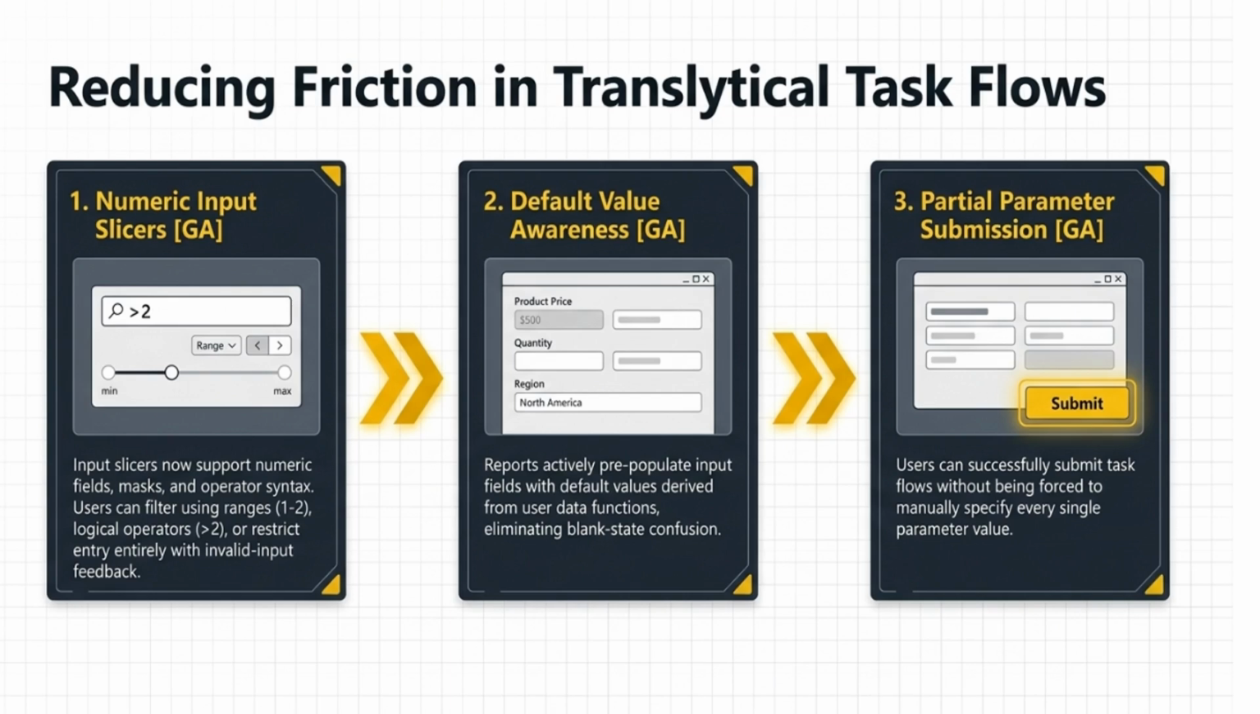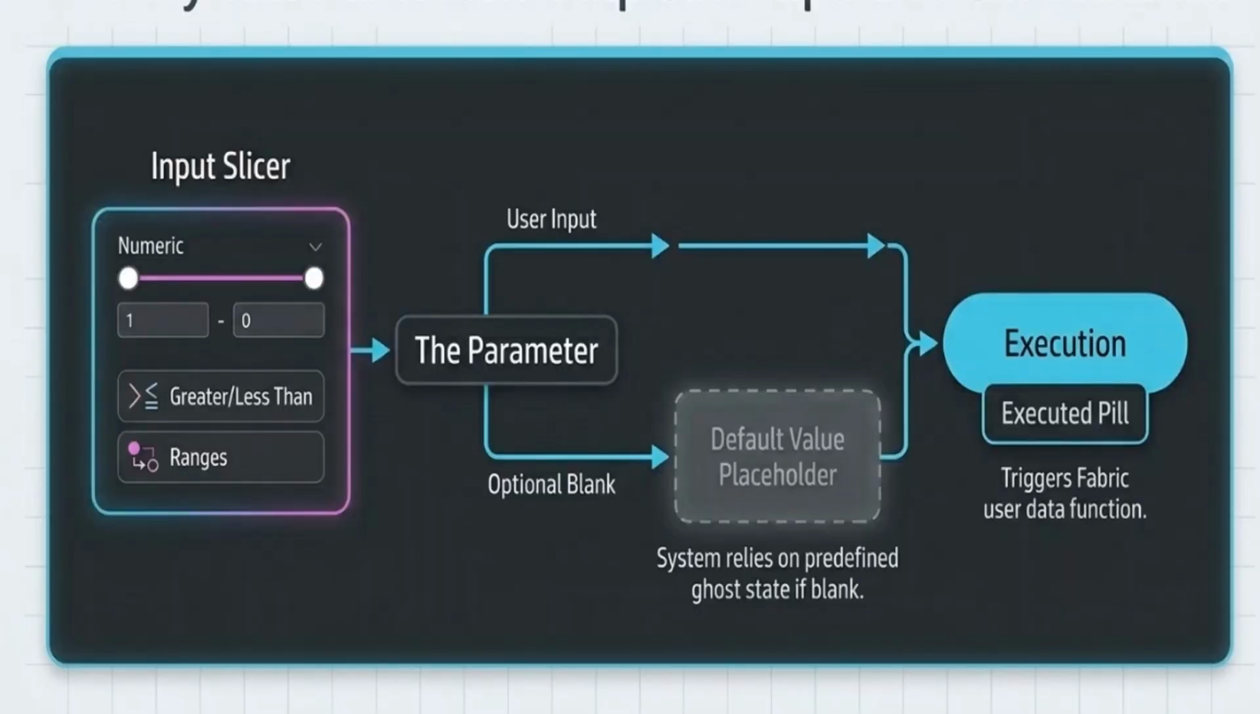Speaking of inputs, your slicers just got a massive upgrade too. Input slicers now support numeric fields. This means you can limit slicers strictly to numeric entry and use clear operator syntax like ranges, greater than, or less than expressions. And if someone types in an invalid input, the slicer now gives them clear, immediate feedback. It is a huge step up for data validation.